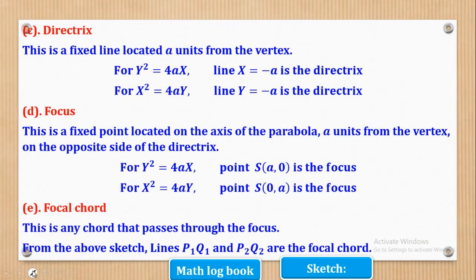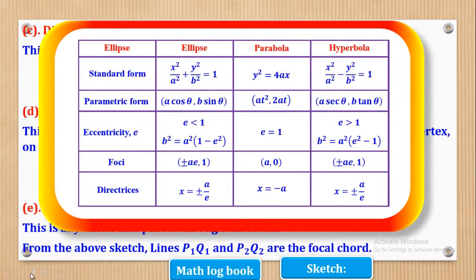Now, how do you get focus? Focus, this one is standard. If you look at this mathematical logbook, when this is the curve, or when this is the equation of the parabola, the focus will always be (a, 0), and the directrix will always be x equal to negative a. If you interchange, it means that even here they will interchange.